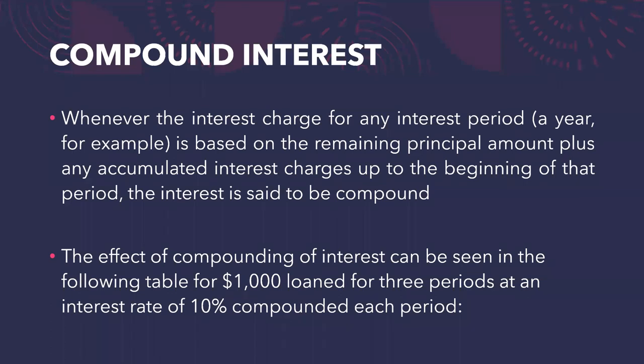So in the compound interest, whenever the interest charge for any interest period, for example, for a year, is based on the remaining principal amount or the remaining loan amount plus any accumulated interest charges up to the beginning of the period, the interest is said to be compound. The effect of compounding of interest can be seen in the table, for a $1,000 loan for 3 periods at an interest of 10% compounded each year.